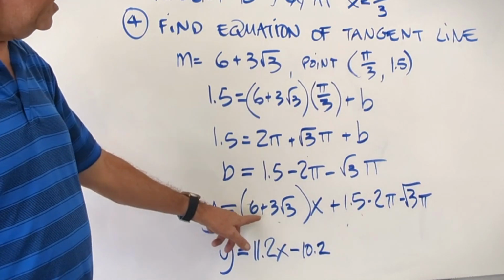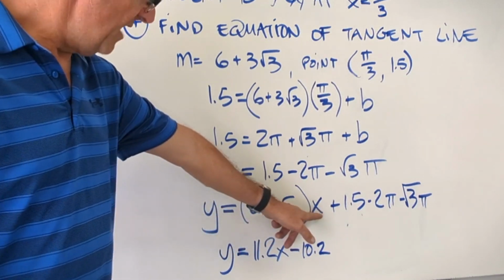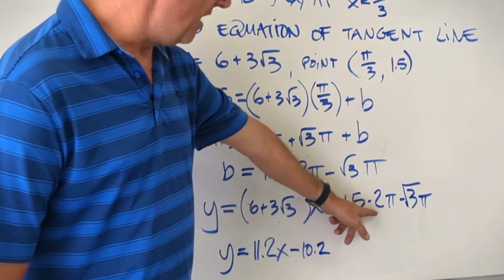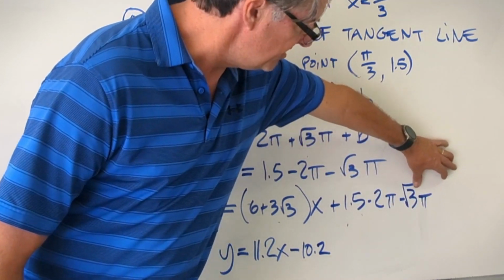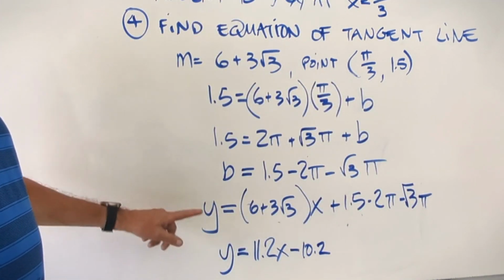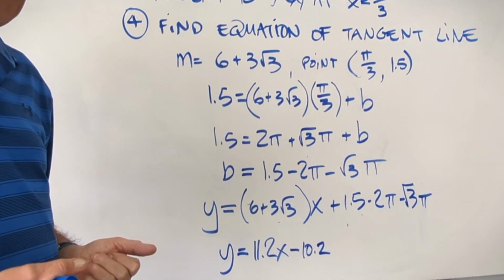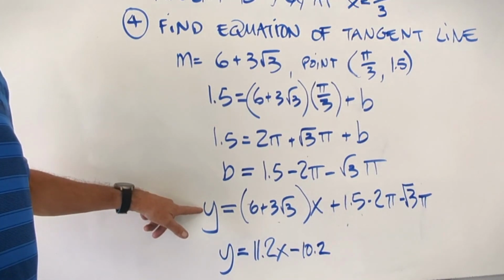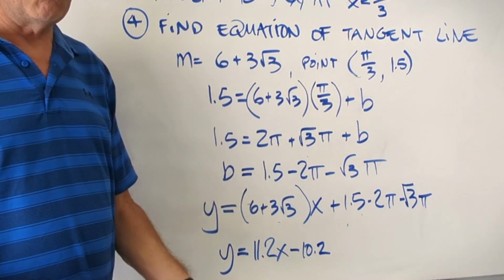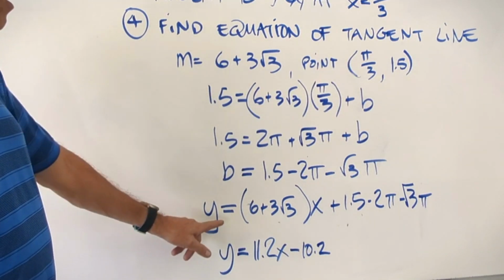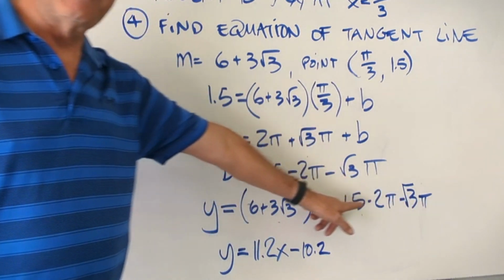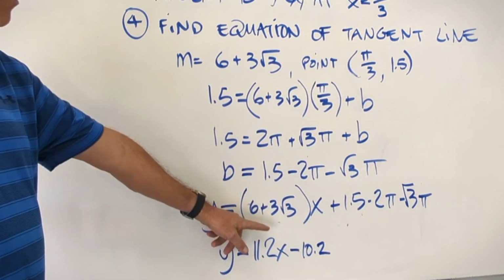I have y equals 6 plus 3 root 3 x plus 1.5 minus 2 pi minus 3 root 3 pi. And that root is not over the pi. Now, if you had a prompt for an exact answer, you have to stop here. If you're on a Paper 1, a non-calculator portion of a test, you're really not going to want to plug and chug that out. You're going to want to stop there.